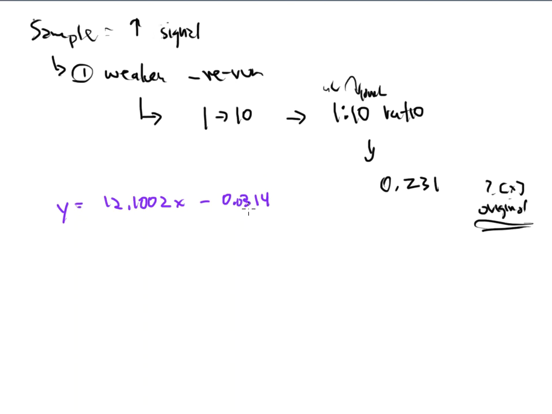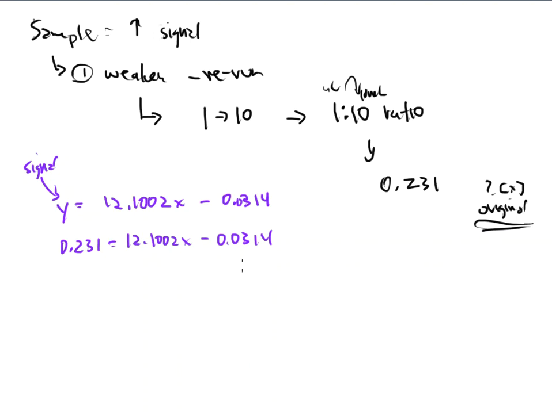Okay, well, I'm going to treat this diluted sample just like I've treated any other samples up to this point, right? I'm going to plug the signal into the equation, and I'm going to solve for the concentration. I don't treat it any differently at this point. Just the same. So y is always the signal, right? At least it should be in most cases. So 0.231 equals 12.1002x minus 0.0314.